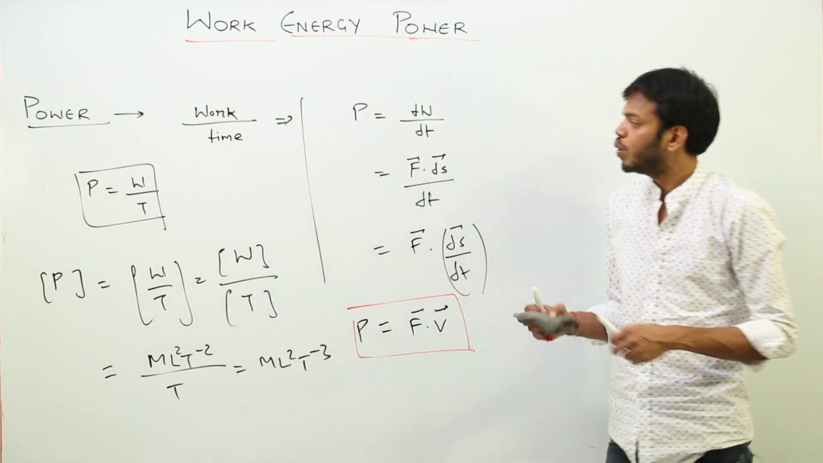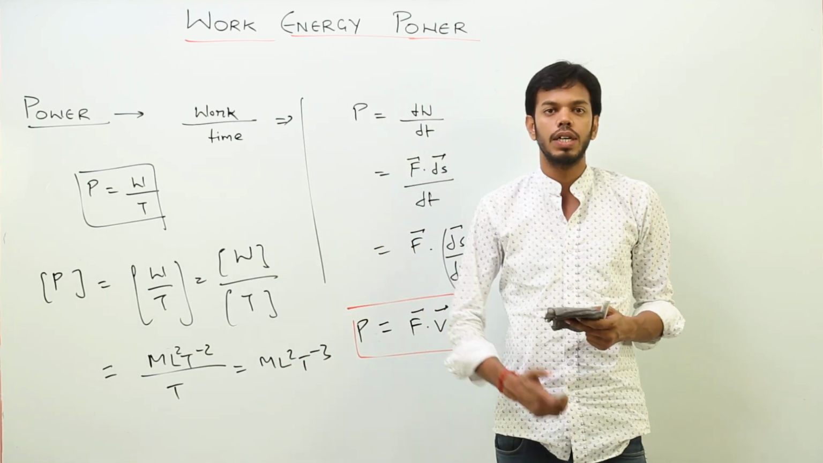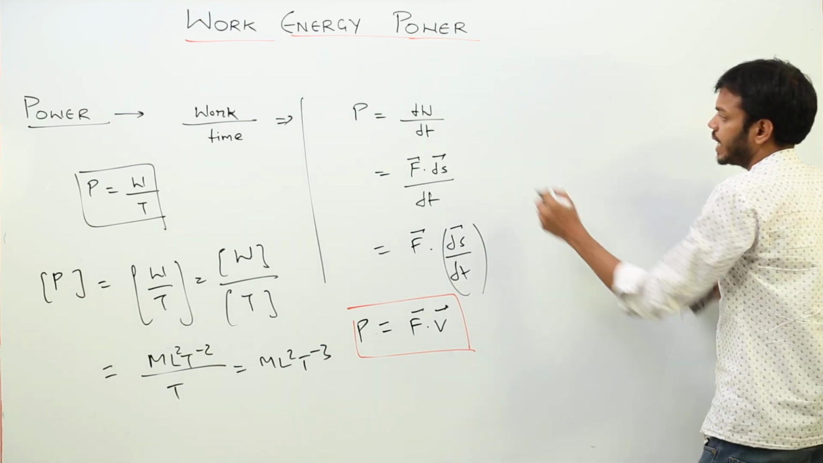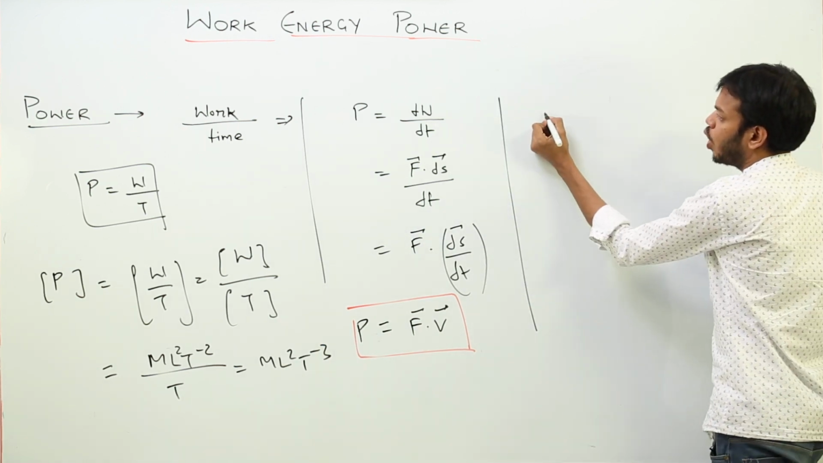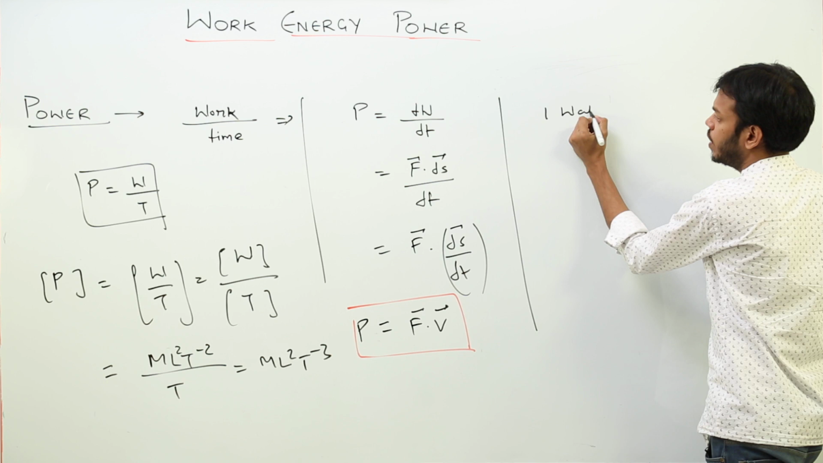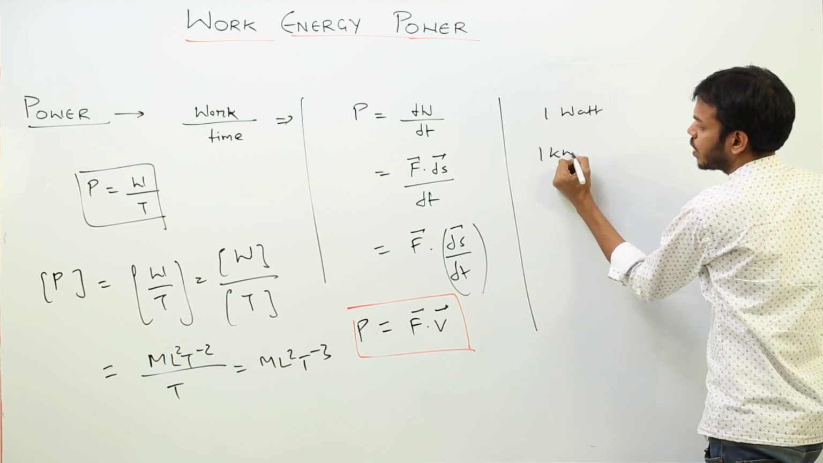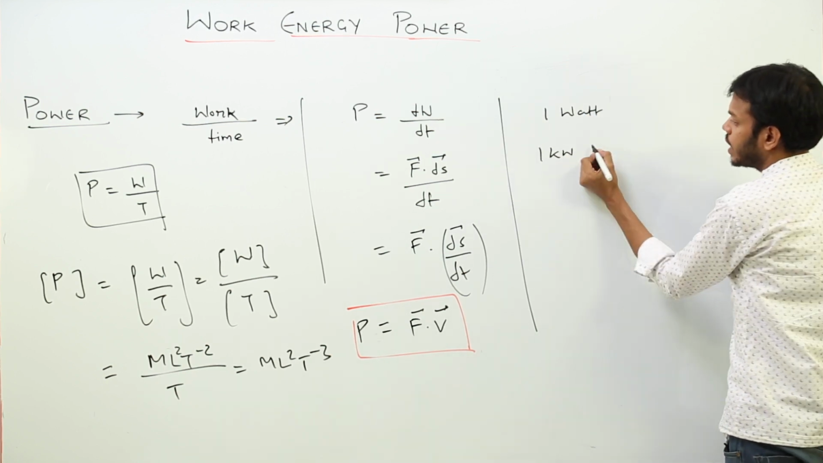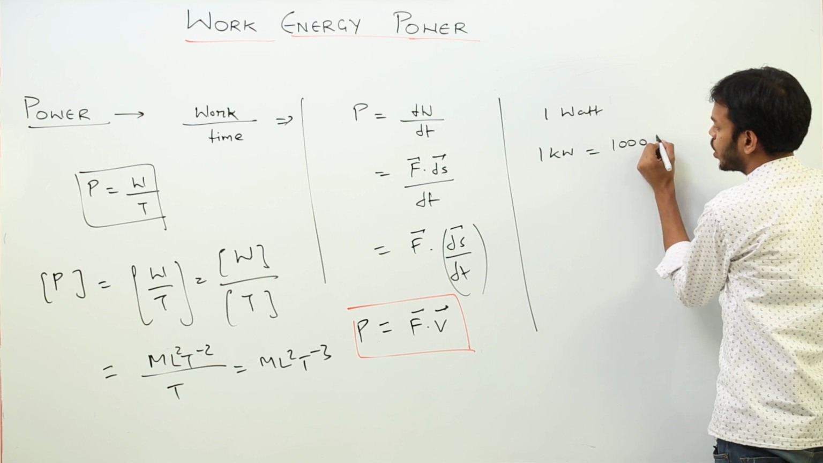Alright. So do we have any bigger units of power? Yes, we have. We have 1 watt, this is the SI unit of power. Then we have 1 kilowatt. What is 1 kilowatt? Must be 1000 watts.